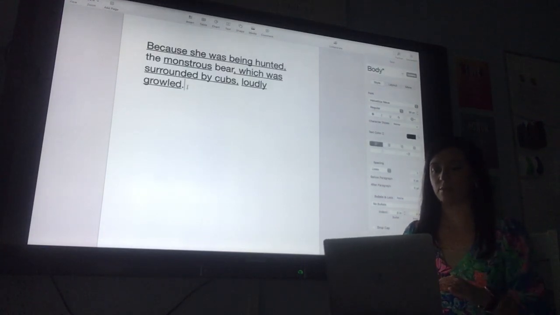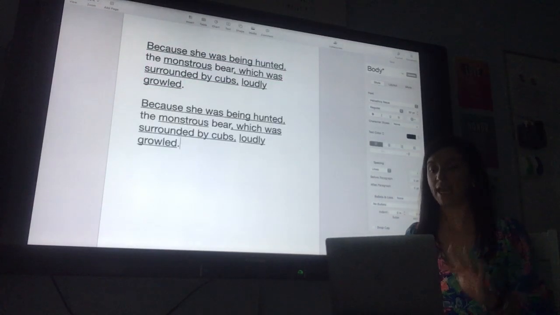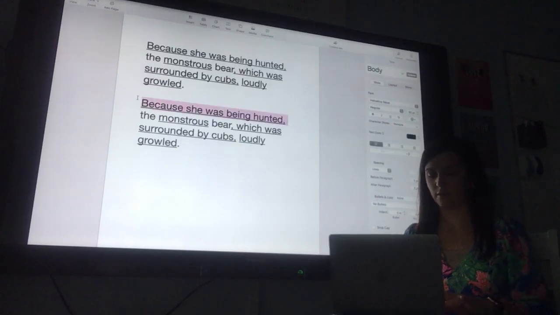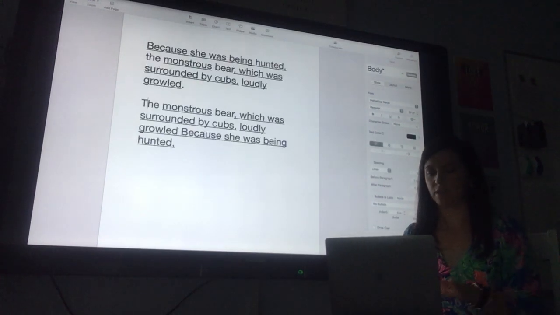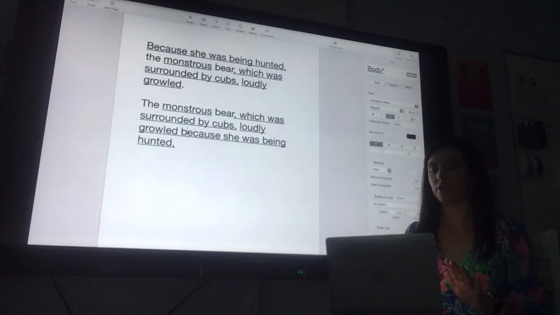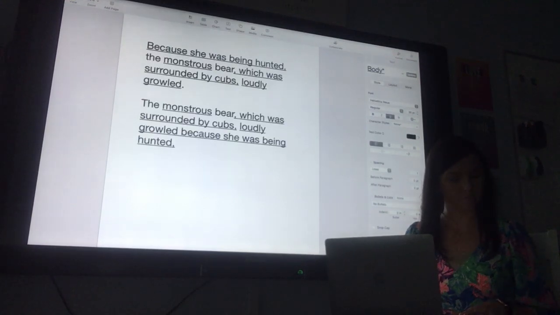So this is what I've created. I'm just going to copy this whole thing. I'm going to show you how the because clause can move and still make sense, which is awesome that you guys have. Everyone has that flexibility. Okay, so I've got to change my capitalization. The monstrous bear, which was surrounded by cubs, loudly growled because she was being hunted. So it doesn't matter if you put your because clause in the front or at the end. It still counts, but it has to be underlined.